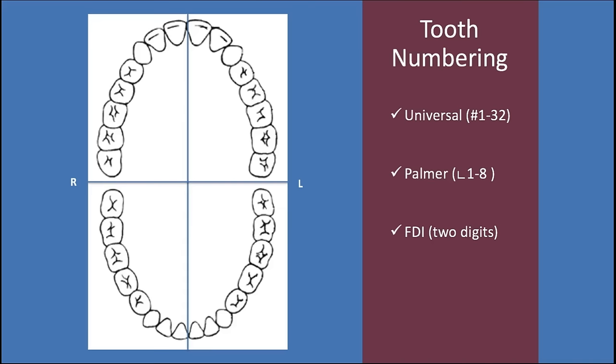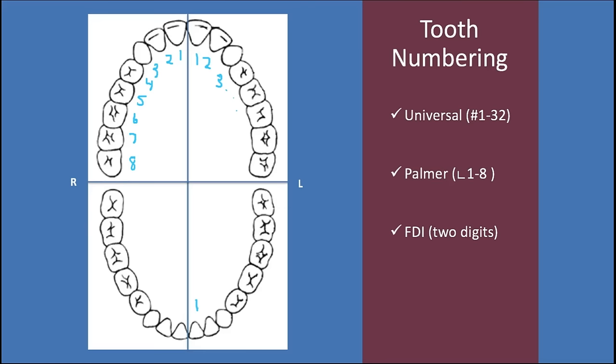The Palmer notation is a little bit different in that we don't go above the number 8, because each quadrant has 8 teeth. We start at the midline and work our way out. So the central incisors are always tooth number 1, the lateral incisor is always going to be tooth number 2, canine will be 3, first premolar will be 4, second premolar will be 5, then first molar, second molar, and third molar. And that's true for every quadrant in the mouth. So we could do this for every single quadrant.